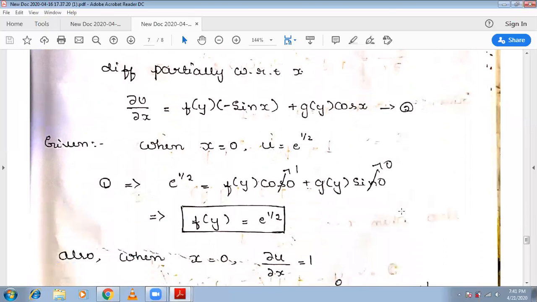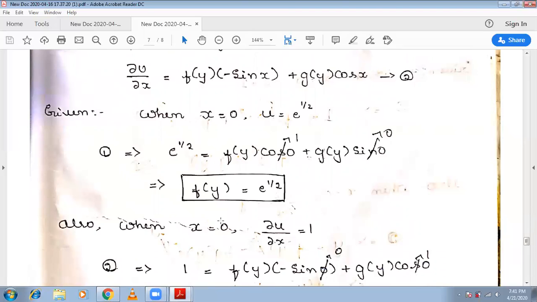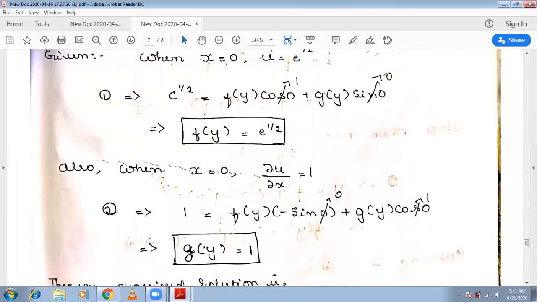First condition is x = 0, u = e^(1/2). In place of x put 0, in place of u put e^(1/2). Equation 1 implies cos 0 value 1, sin 0 is 0, 0 into g(y) is 0. So 1 into f(y) is f(y) equal to e^(1/2). Here f(y) value is e^(1/2).